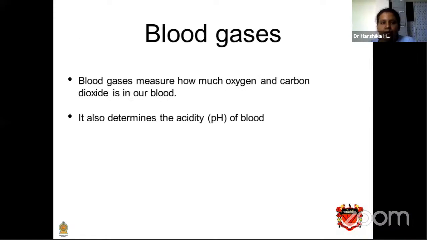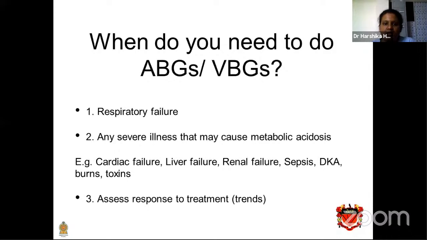So you all know blood gases measure how much oxygen and carbon dioxide is in our blood. In addition to that, it also determines the acidity or the pH of our blood. I'm sure in your medical student days, almost all of you have seen a gas report, either an arterial blood gas or a venous blood gas report.